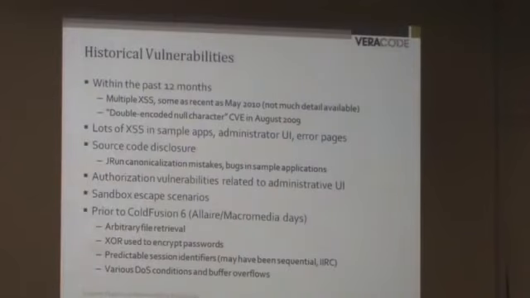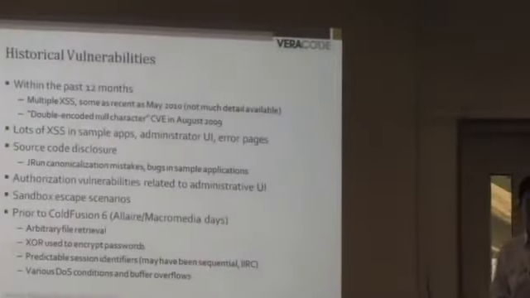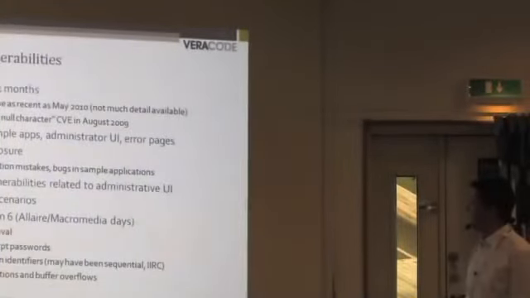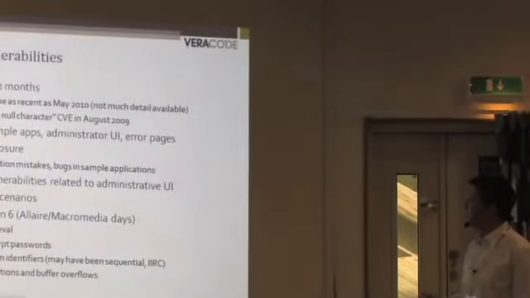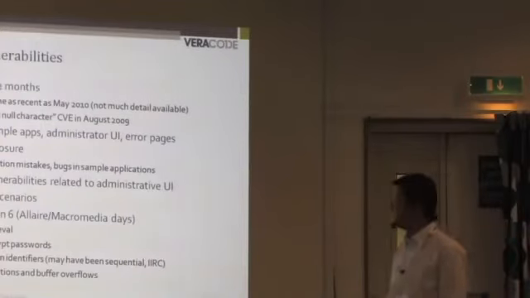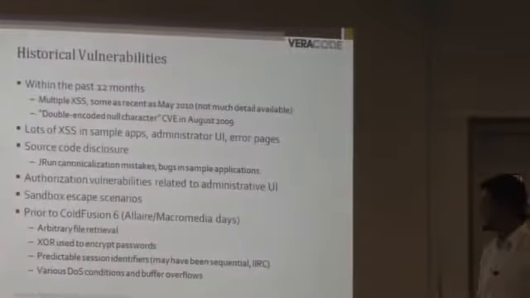Within the past 12 months, there have been cross-site scripting vulnerabilities. Actually, there were no details available on those because they were from last month, but I did find some CVEs that referenced cross-site scripting. And then, not quite a year ago, there was a double encoded null character canonicalization vulnerability as well. And there have been many of those types of things in the past.